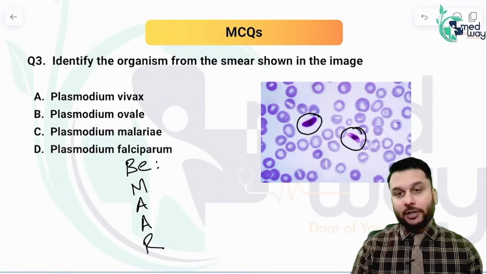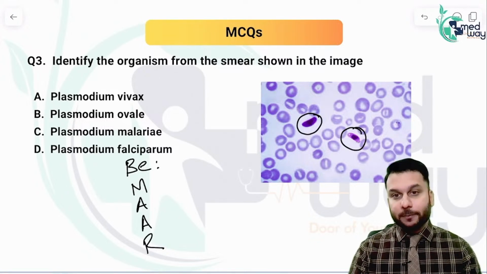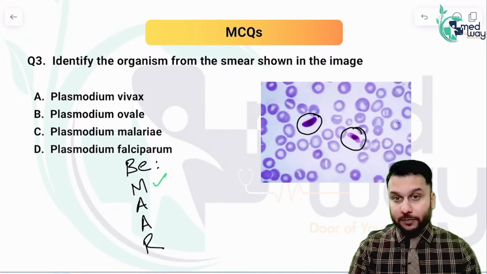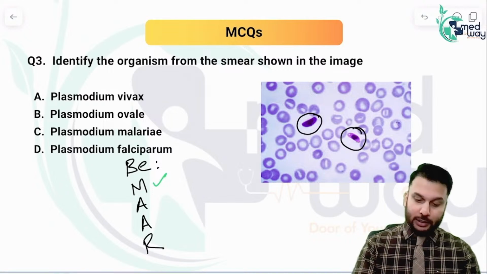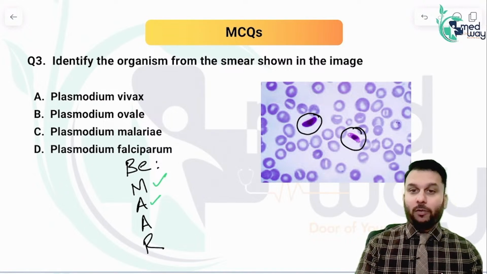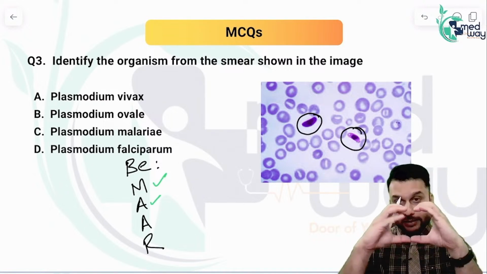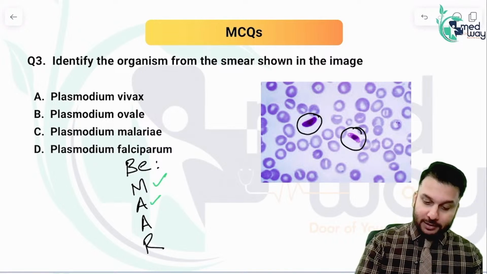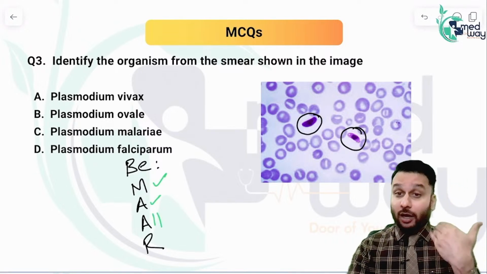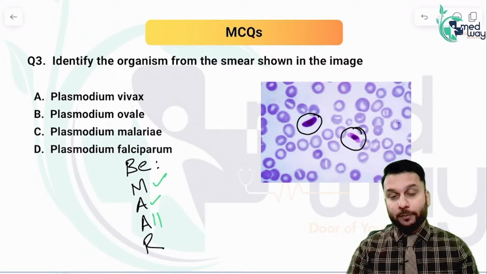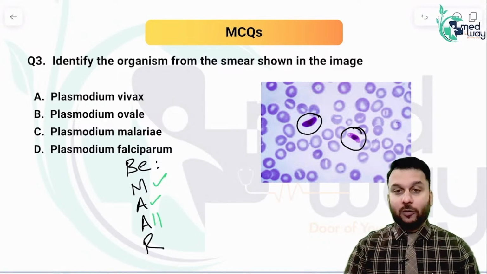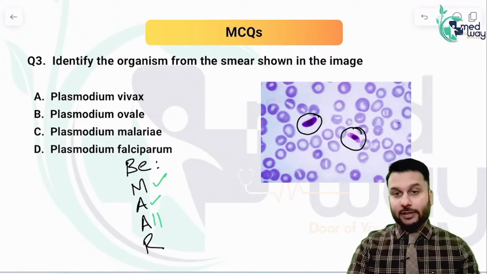B for banana-shaped gametocytes. Next, M for Maurer dots. A for acol forms, the ones that exist in the periphery of the RBC. They are also called applique forms. Next, falciparum affects all age RBCs, young or old. And there is a thing called recrudescence that is seen with falciparum.